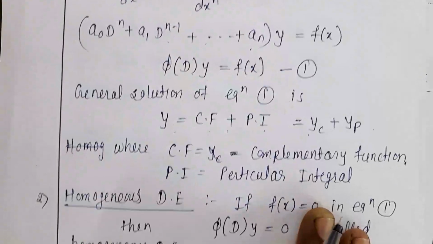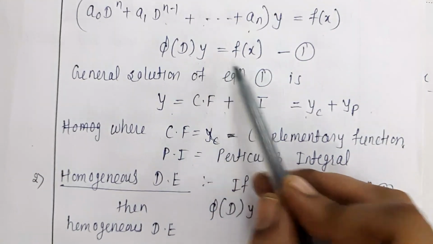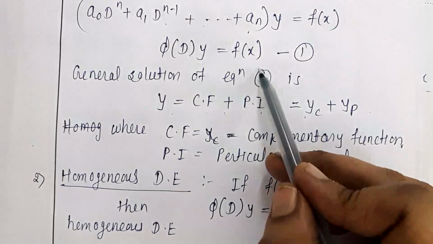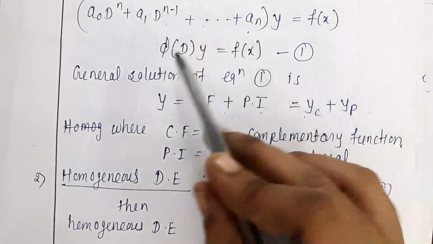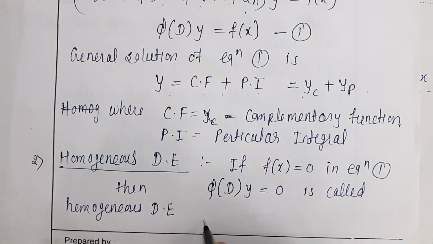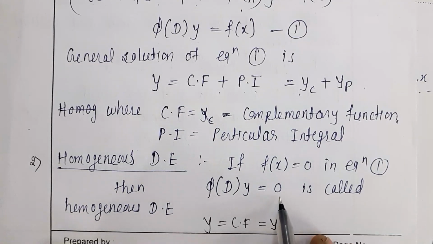Two things are important here: the complementary function and the particular integral. First, what is a homogeneous differential equation? In equation number 1, phi of D multiplied by y equals f of x. If the right-hand side is absent, f of x becomes 0, and it becomes phi of D multiplied by y equal to 0. This is called a homogeneous differential equation, and it has the solution y equals CF only, or y equals yc only, because the right-hand side is absent and the particular integral comes from the right-hand side.